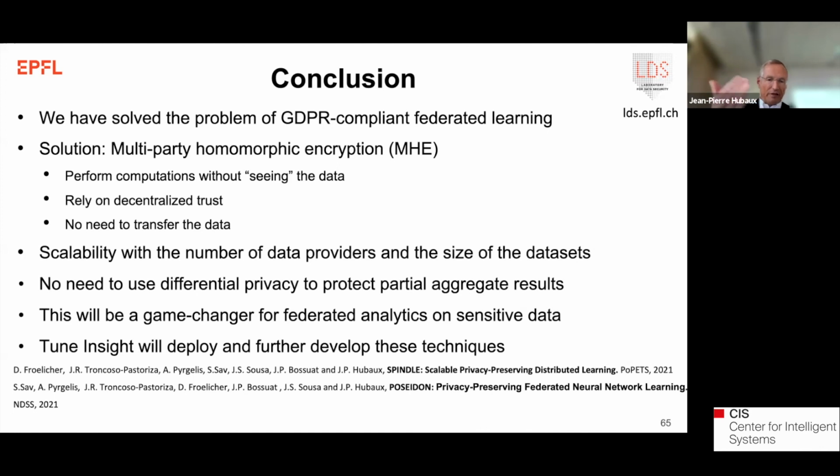And we are receiving extremely positive feedback from the medical sector, because now they have understood the potential and say, of course, we want to deploy this. The plan is that TuneInsight will deploy and further develop these techniques. I thank you for your kind attention.